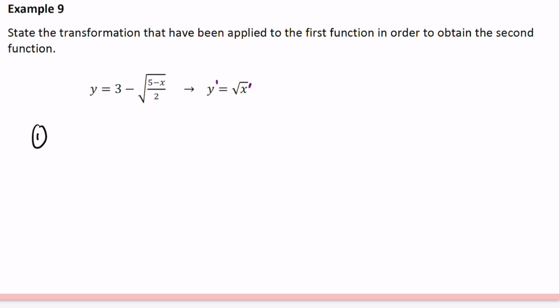Step 1, isolate the x's and the y's. This is what is bound within the function. Everything else needs to go to the other side. So I'm going to subtract the 3, and then once the 3 is over, then I'm going to multiply both sides by negative to get that over.